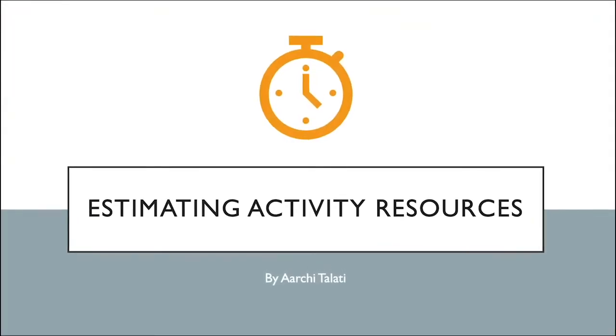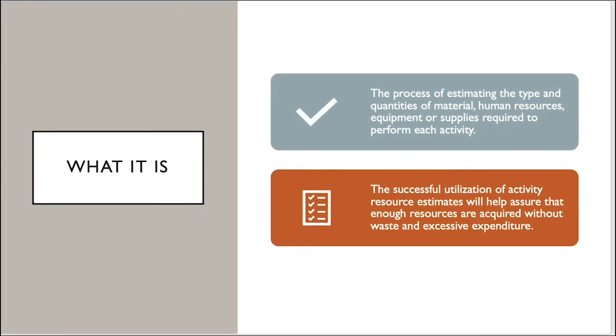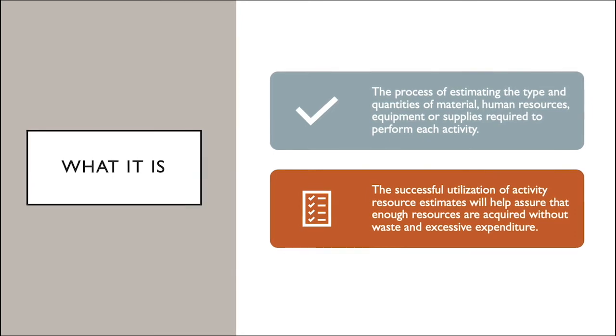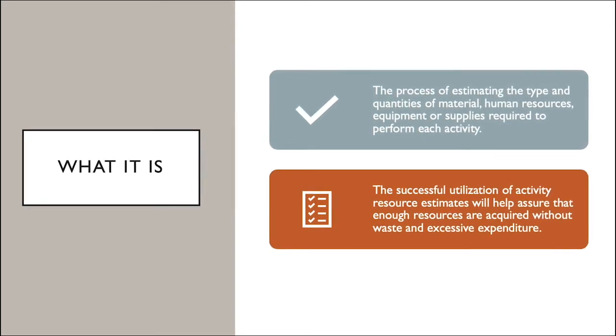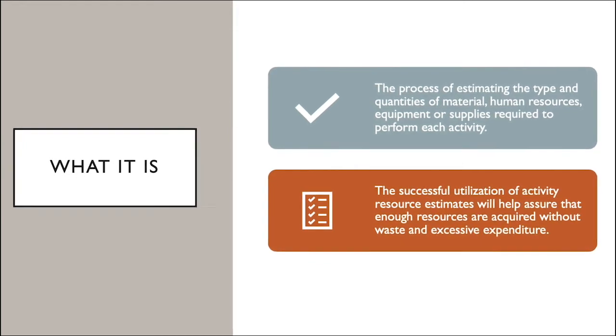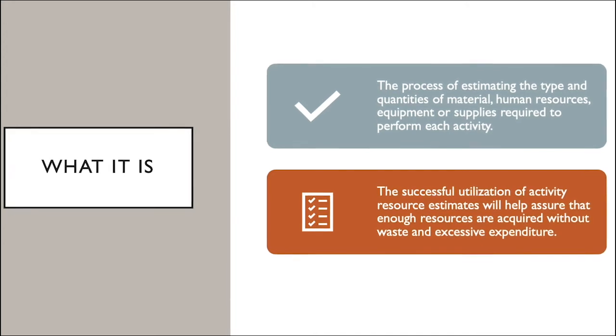Now I'll be covering estimating activity resources. Before we can even start estimating the duration of each activity, you must have a good idea of the quantity and the types of resources that are being used and assigned for each activity. So the process of estimating the types and quantities of materials, human resources, equipment, and supplies that are required for each activity is known as estimating activity resources.